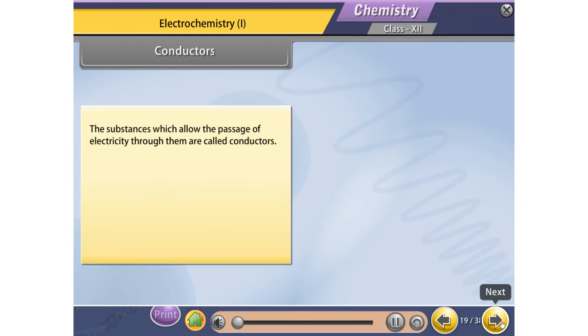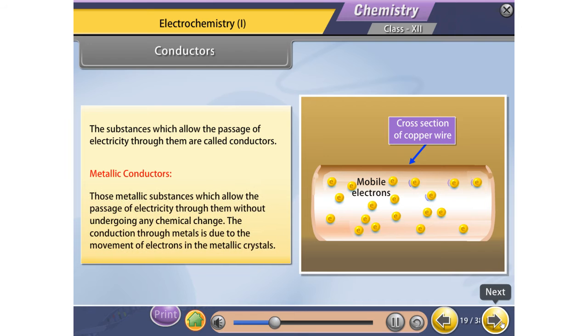Conductors. The substances which allow the passage of electricity through them are called conductors. The conductors can be classified into two categories: metallic conductors and electrolytes. Metallic conductors are those metallic substances which allow the passage of electricity through them without undergoing any chemical change. The conduction through metals is due to the movement of electrons in the metallic crystals. For example, copper and silver.